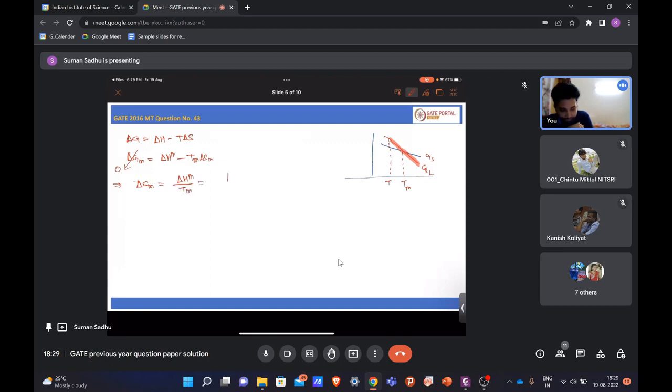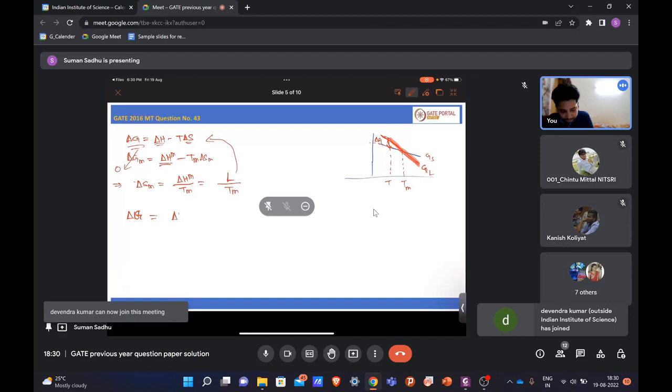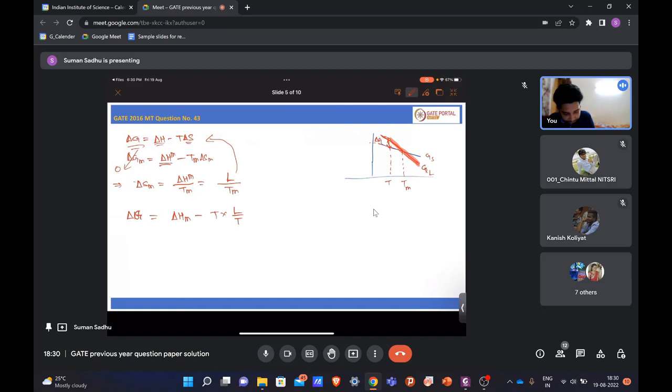Delta H M is nothing but the latent heat. Now we can put this delta S value in this equation. We are using the same delta S because it is almost a straight line, so that slope is equal at every temperature. The intercept will also be equal, that is, delta H and delta S are equal. So delta G is equal to delta H M minus T into delta S, meaning L by Tm, right?